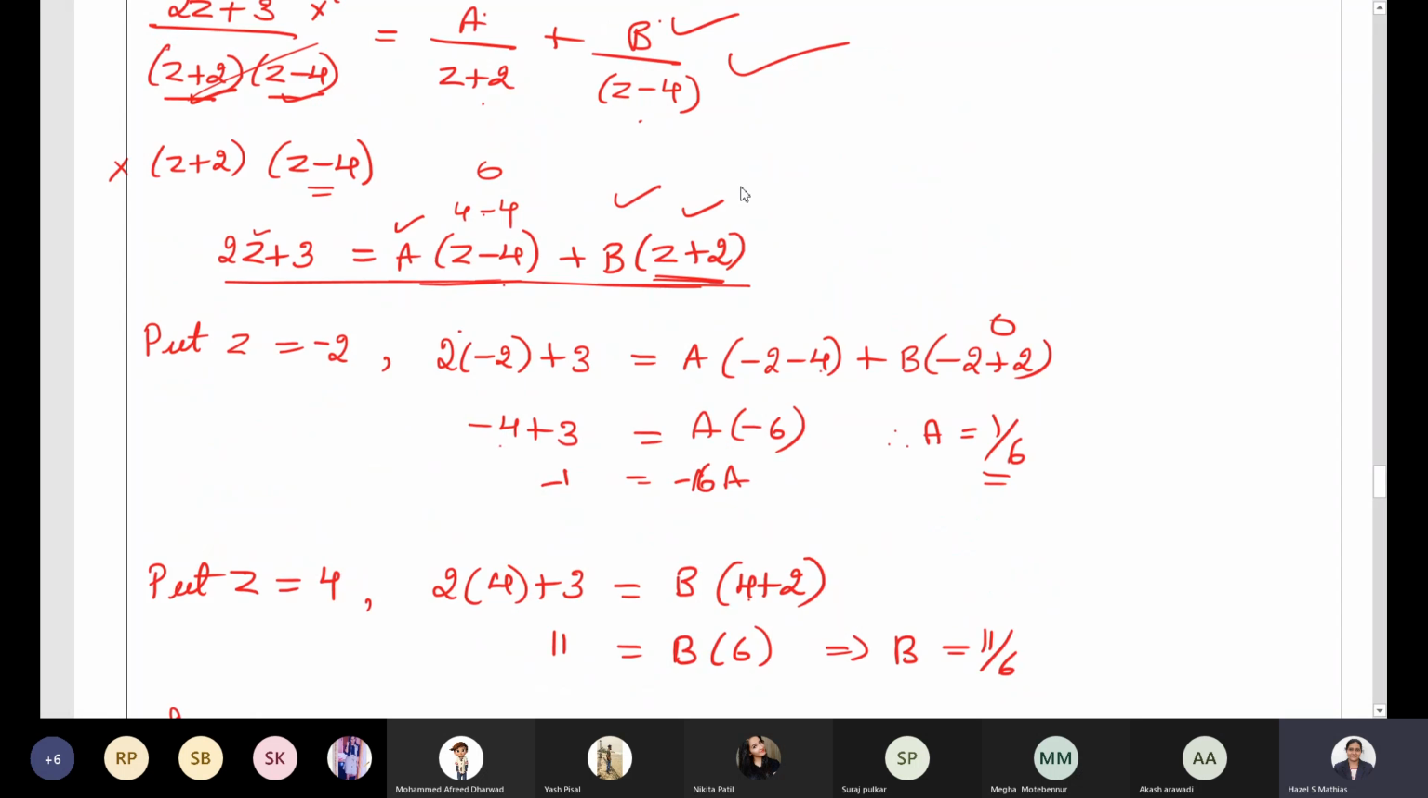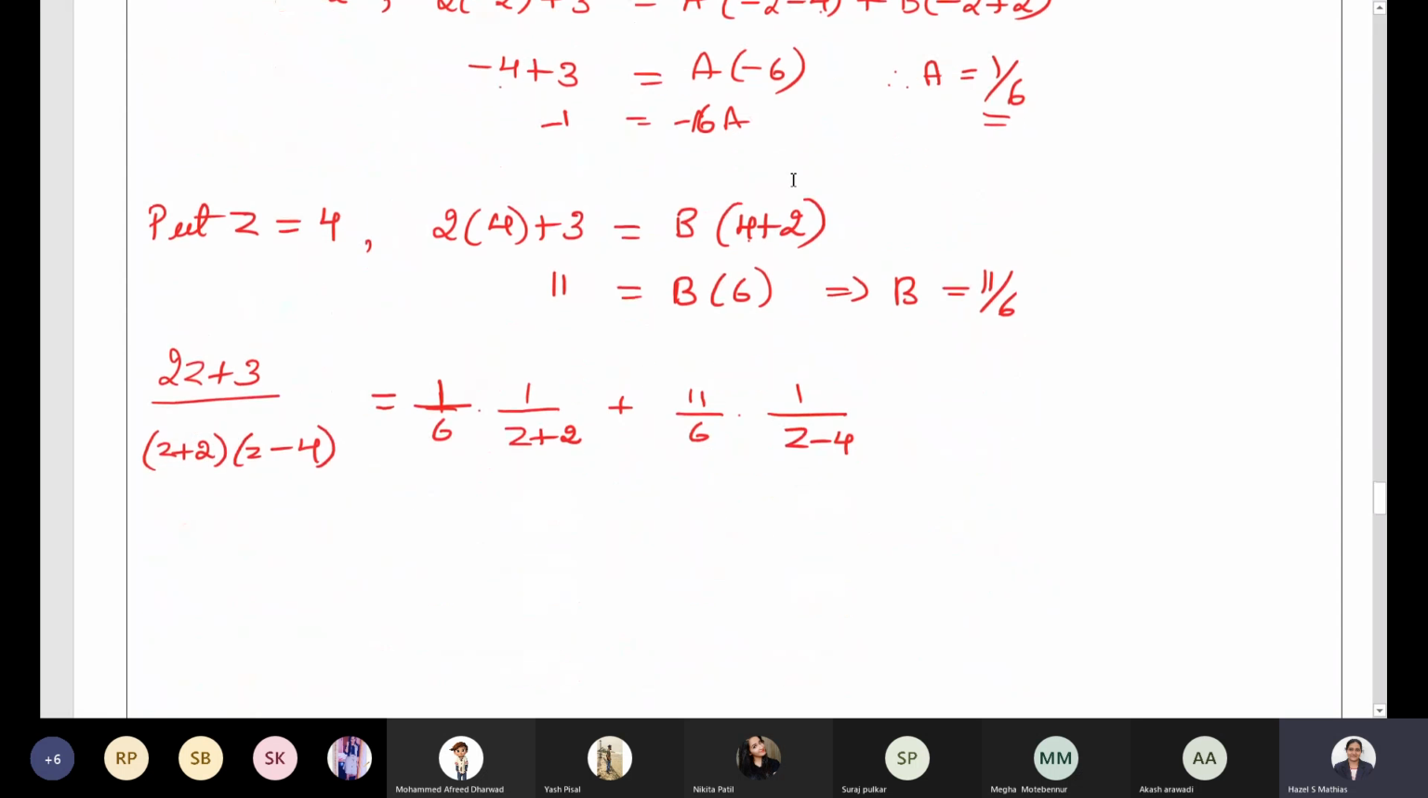A is 1 by 6. B is 11 by 6. Afterwards, what we have to do? We need to find u bar of z by z. What is u bar of z by z? 2z plus 3 divided by z plus 2 into z minus 4.